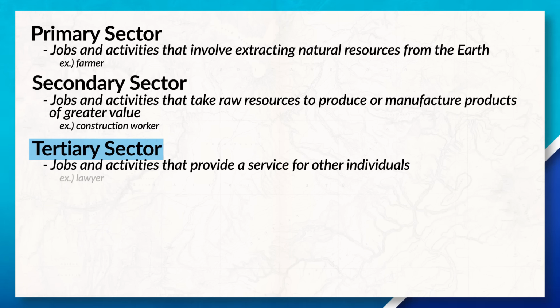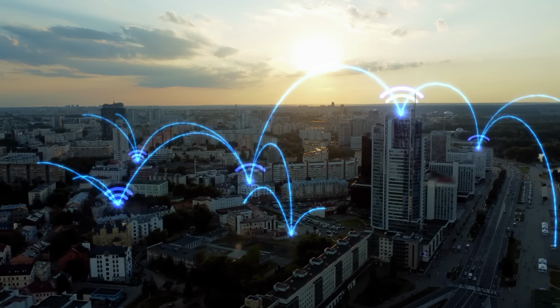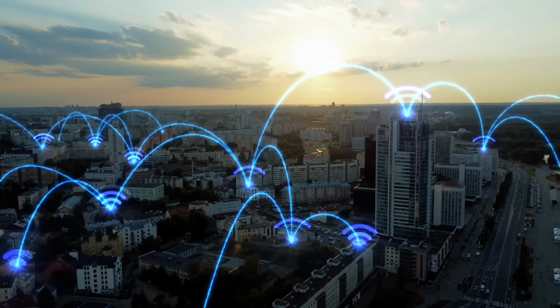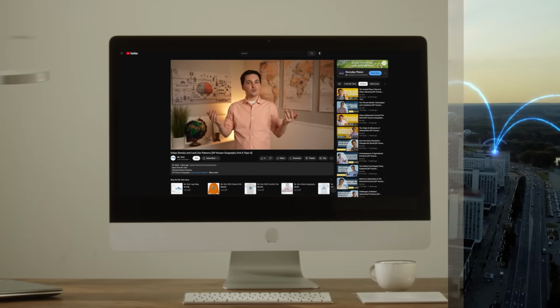Now, the next sector of the economy is the tertiary sector. Here, jobs and activities are based around providing services for people. Jobs and activities in this sector are often located near consumers and are where there is a need for that specific service. However, even this is starting to change thanks to advancements in technology, as more services are being provided over the internet to different geographic areas, such as the case with this video.